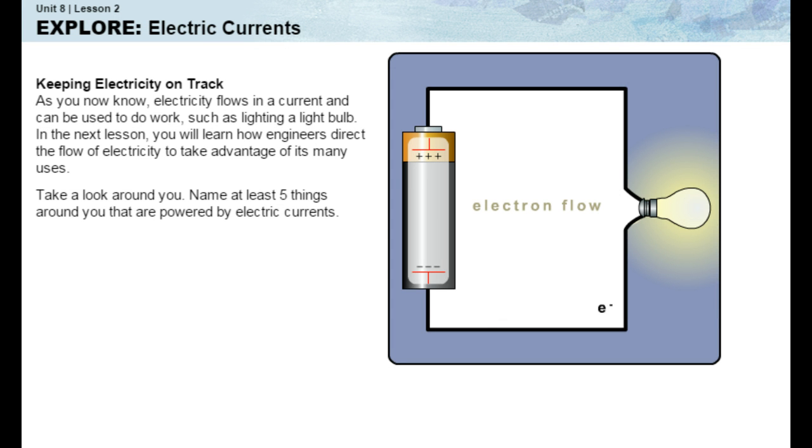As you know, electricity flows in a current and can be used to do work, such as lighting a light bulb. In the next lesson, you will learn how engineers direct the flow of electricity to take advantage of its many uses. Take a look around you. Name at least 5 things around you that are powered by electric currents.